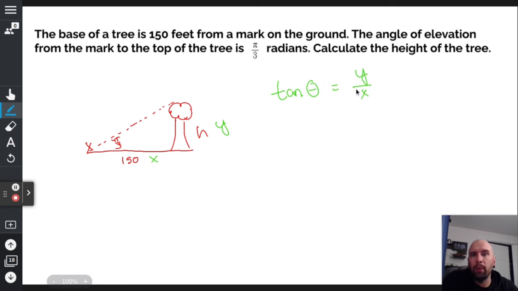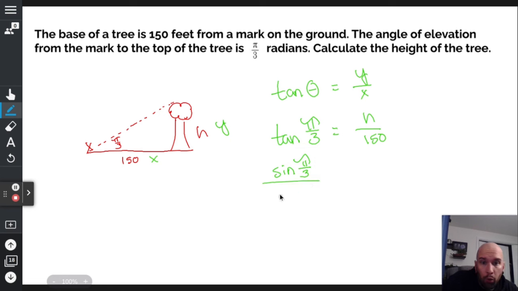Now it's just a matter of answering the question. Tangent of pi over 3 is equal to the y value, which is h, over the x value, which is 150. I don't remember what tan pi over 3 is off the top of my head, so I'll quick change this to sine pi over 3 over cosine pi over 3. Sine pi over 3 is root 3 over 2. Cosine pi over 3 is a half. And that's going to equal h over 150.